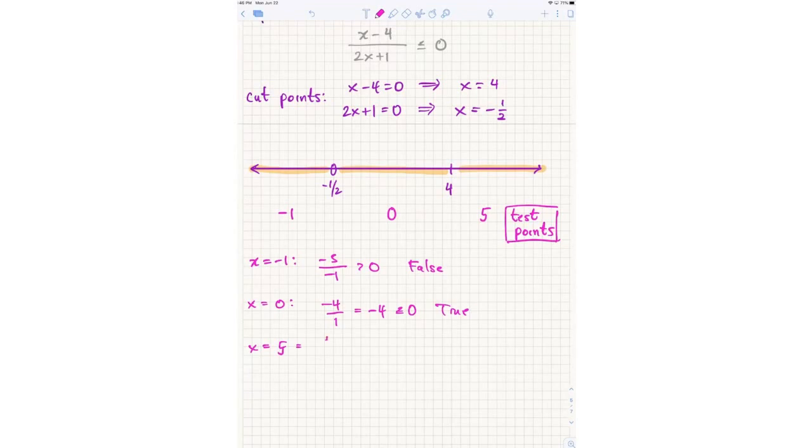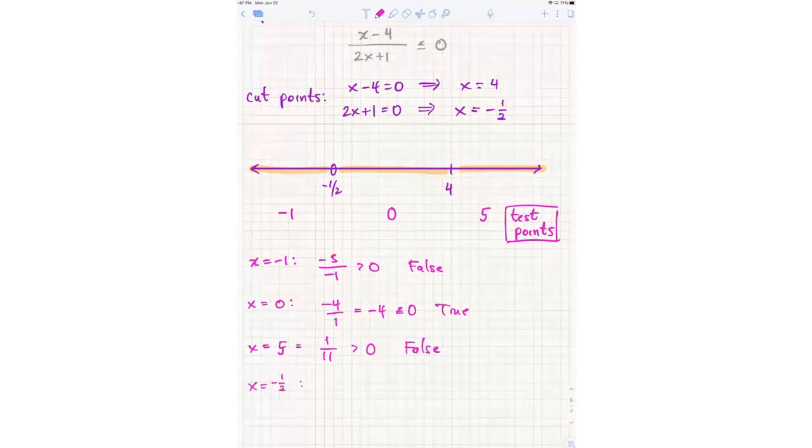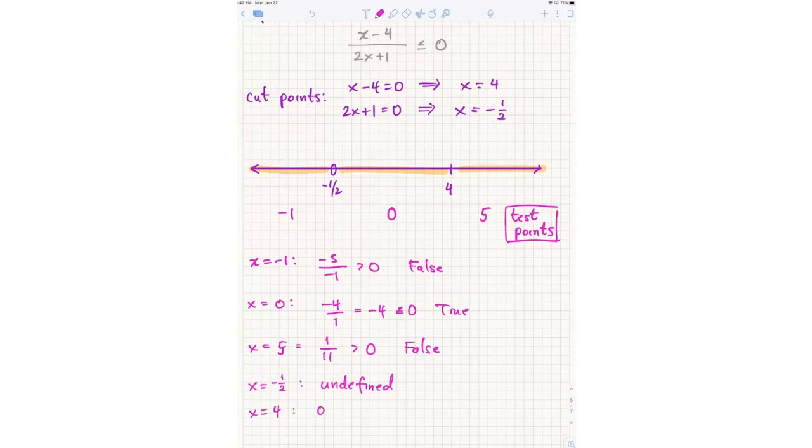I get here 1 over 11, and that's greater than 0. So the original inequality is false. I also need to check the cut points themselves. For x equals negative 1/2, obviously the whole thing is undefined, so false. For x equals 4, I get 0 over 9. That's 0, and that is less than or equal to 0, so that's true.